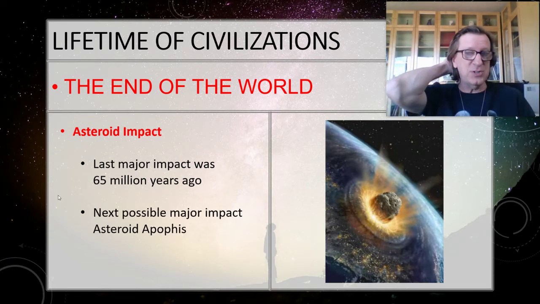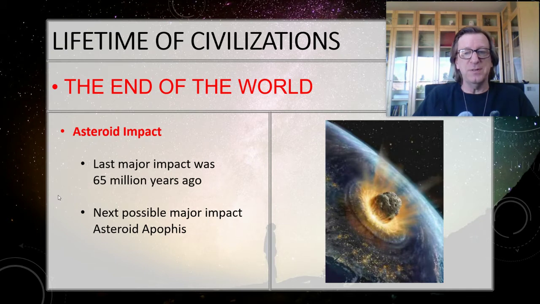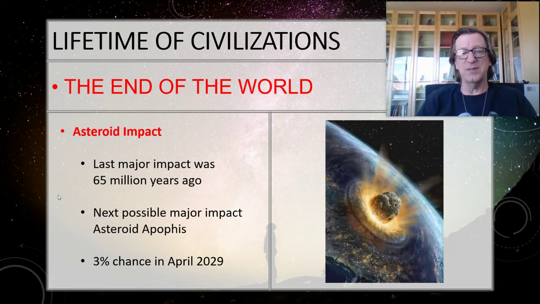The next major possible impact is Asteroid Impact. Last I heard there was about a 3% chance of it hitting us in 2029. This one's a dinosaur killer. If this one hits us, it's going to wipe out all life on this planet.